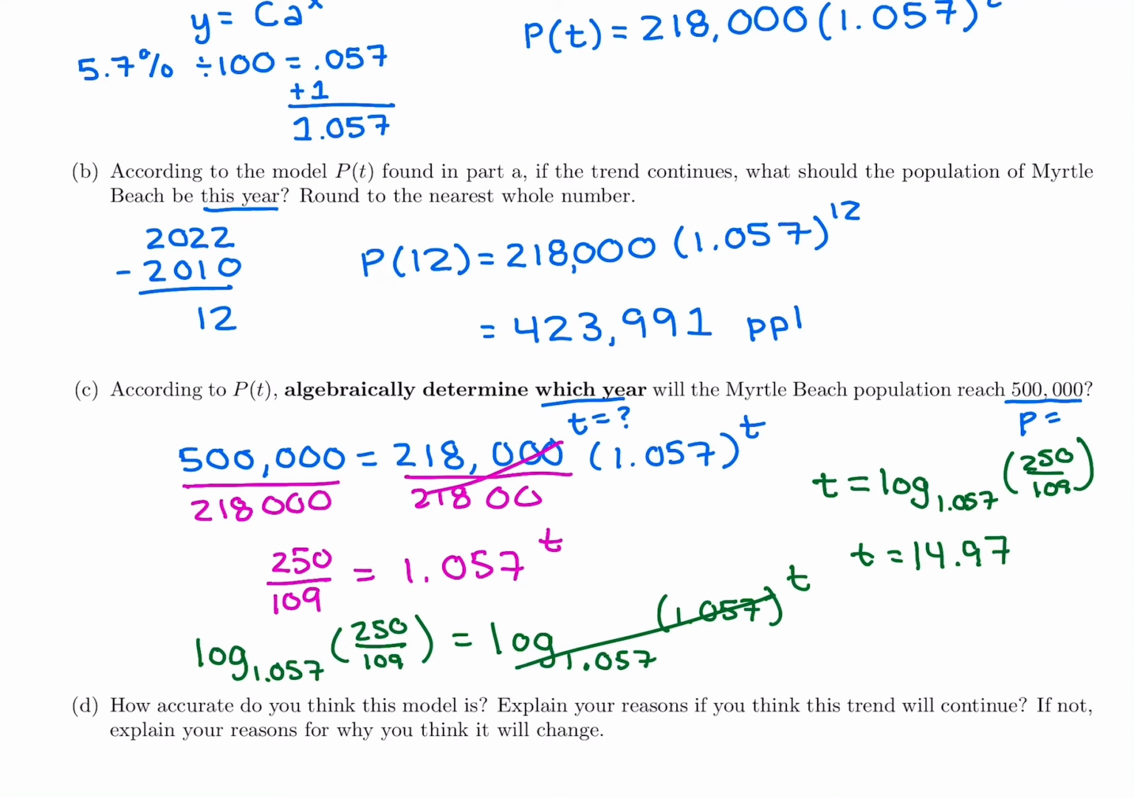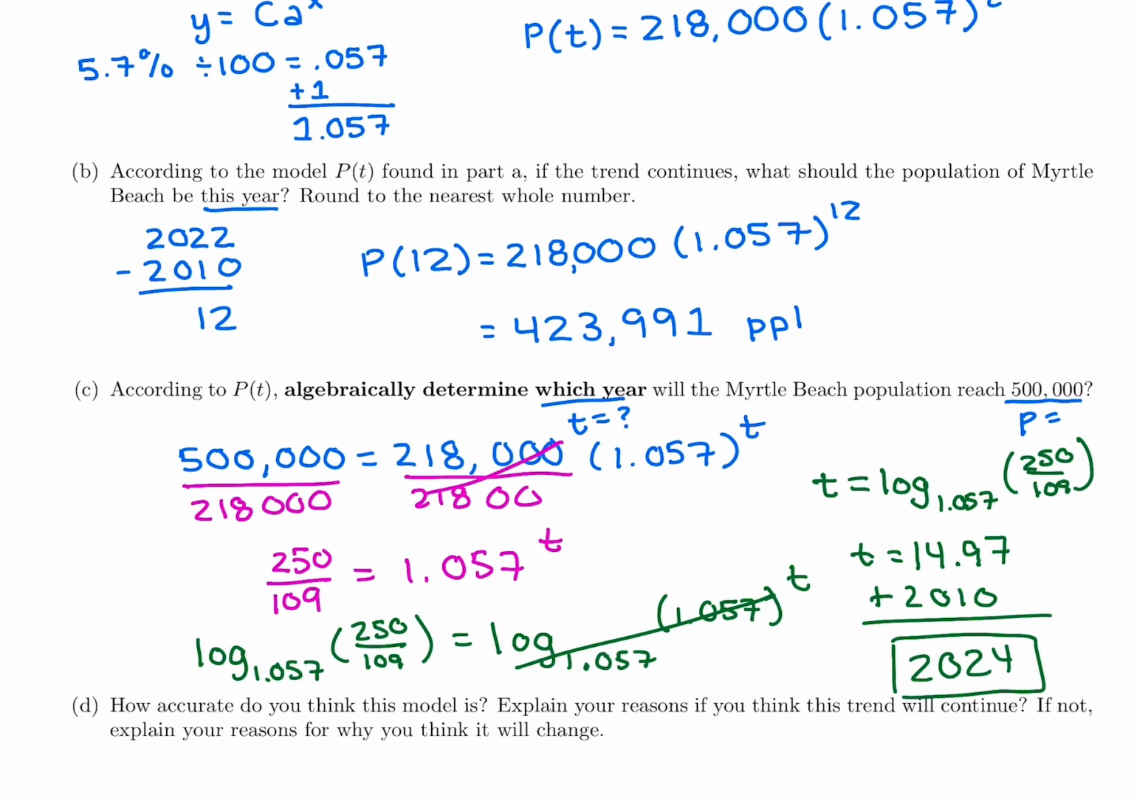And it says, but which year is this? So that's not our final answer. We need to add that to 2010. So our answer is going to be 2024. And we don't want to round up or anything. 14.97 just means towards the end of the year in 2024. It might take till December 2024 to get the population to be 500,000.